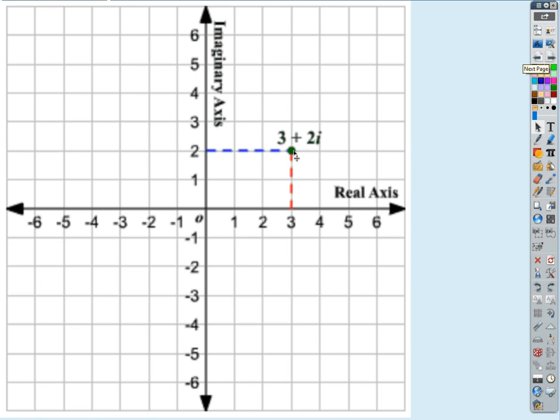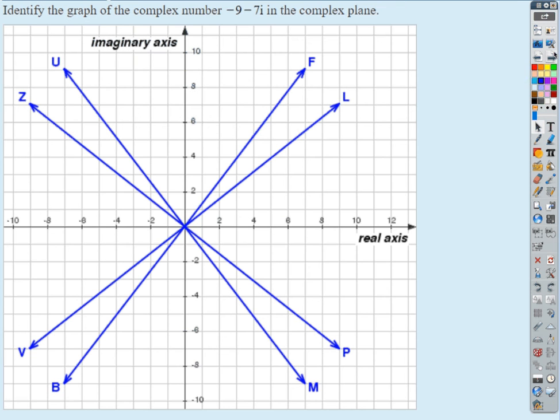Sometimes we just represent it as a point in the plane, right? And we just think of it as being the point relative to the origin, but the vector really is better. So could you identify real quick, don't say it out loud, but everybody see if you can pick this one out. What's the complex number representation in the complex plane for the complex number -9 minus 7i? Which one is that? Which vector represents that? B.